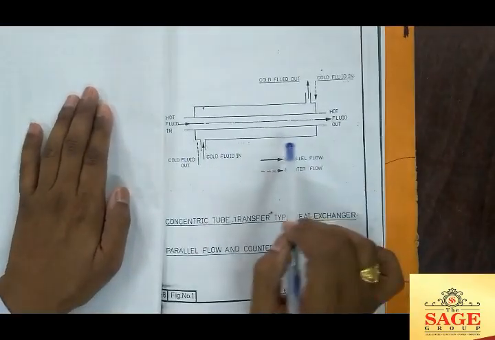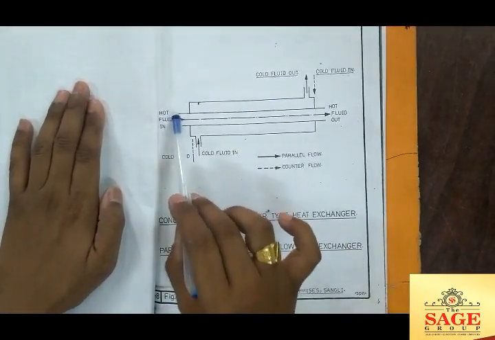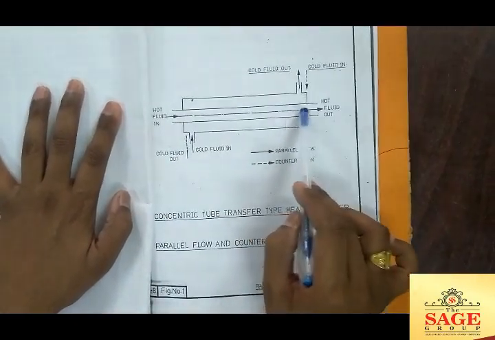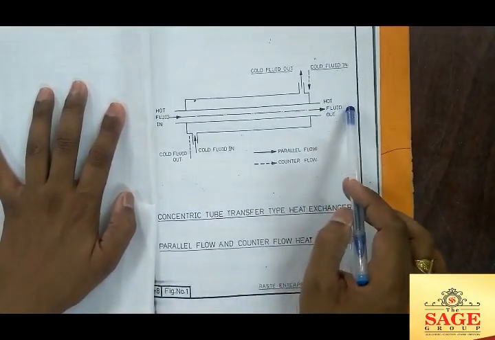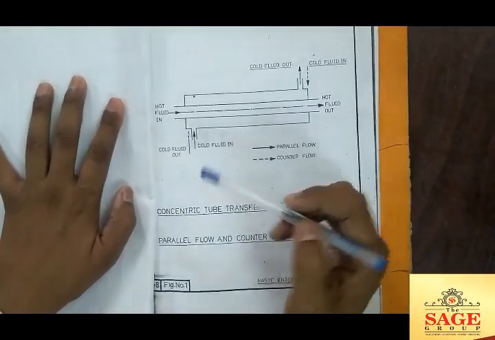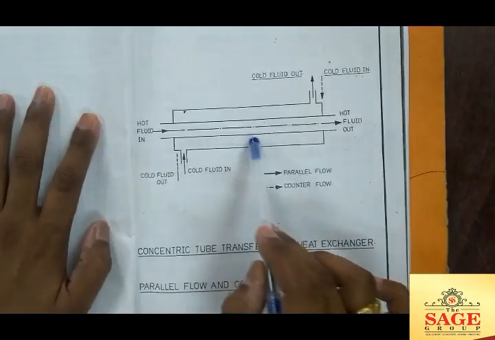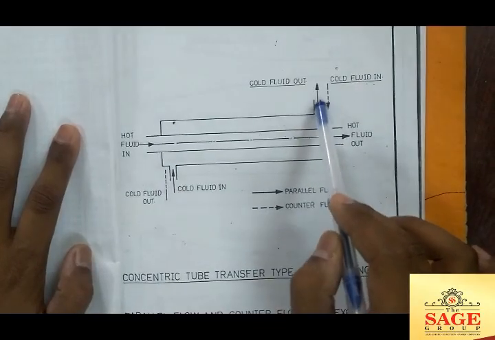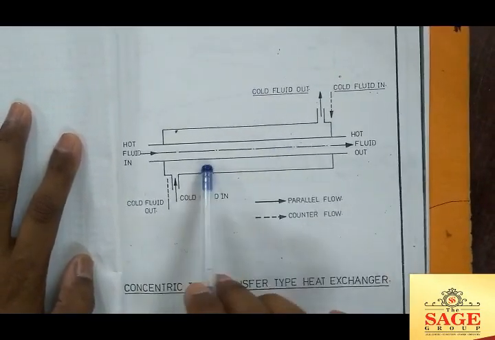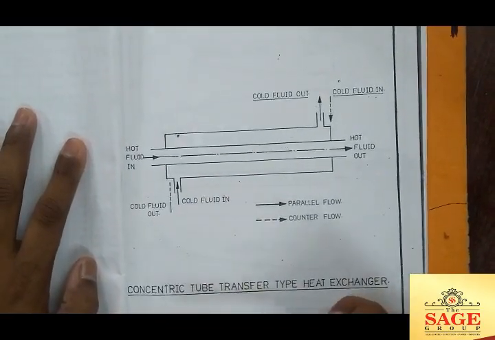Now you can see from this schematic diagram, the hot fluid is entering from this side through the inner pipe and it is leaving from the other side. So it is flowing in this direction, from left to right. We can also see the cold fluid is entering from this side, moving through this annular passage and then leaving from this side. Both the fluids are flowing in the same direction, so it is called the parallel flow type of heat exchanger.